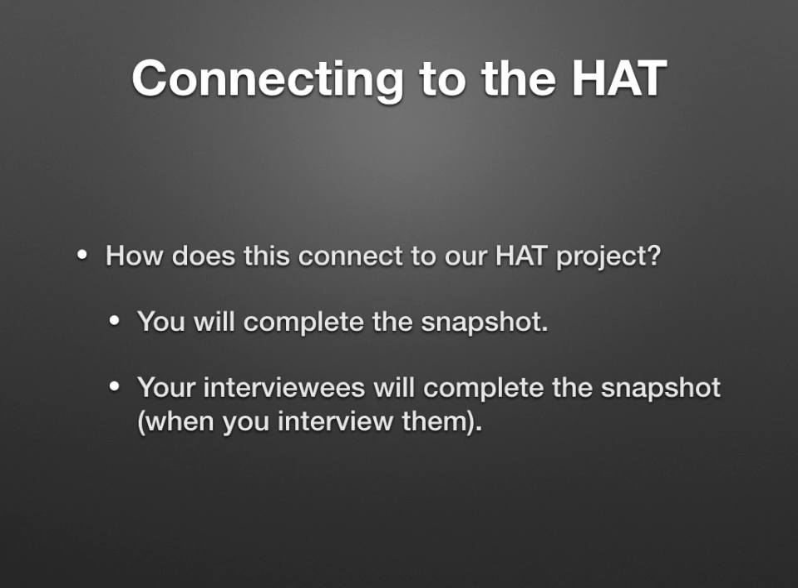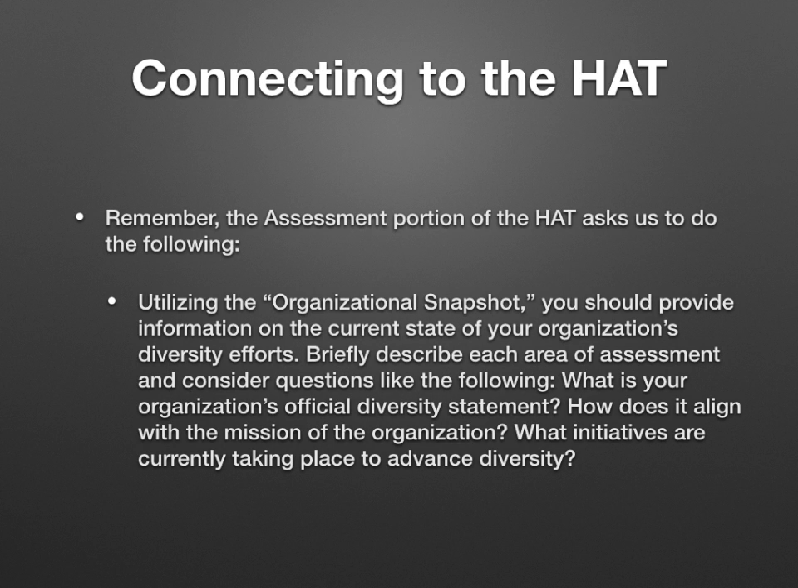So let's talk about specifically how this connects to the HAT. So you'll complete the snapshot. Your interviewees will complete the snapshot when you interview them. Certainly if you wanted to get their snapshot done before the interview, that's okay too. But you'll include the average of the 4 scores in the final paper. So as a reminder, here is what is asked for in the assessment section of the HAT. In the syllabus it says, utilizing the organizational snapshot, you should provide information on the current state of your organization's diversity efforts. Briefly describe each area of assessment and consider questions like the following.